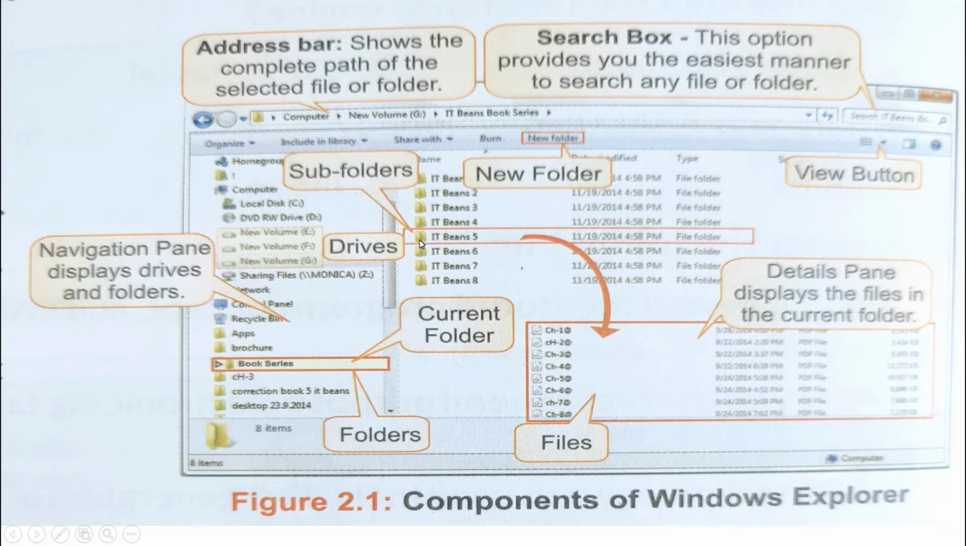At the top right corner, you can see an arrow mark. When you click on it, different options will come which will help us to view the folders in different ways. This button is called View button. At the left side of the Windows Explorer, the white rectangular box which we can scroll up and down is called Navigation Pane. It displays drives and folders. These are the important components of Windows Explorer.